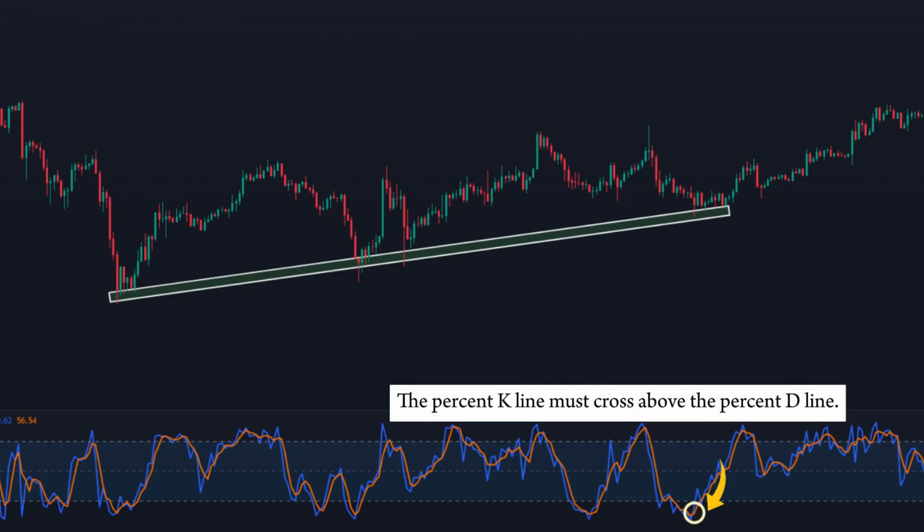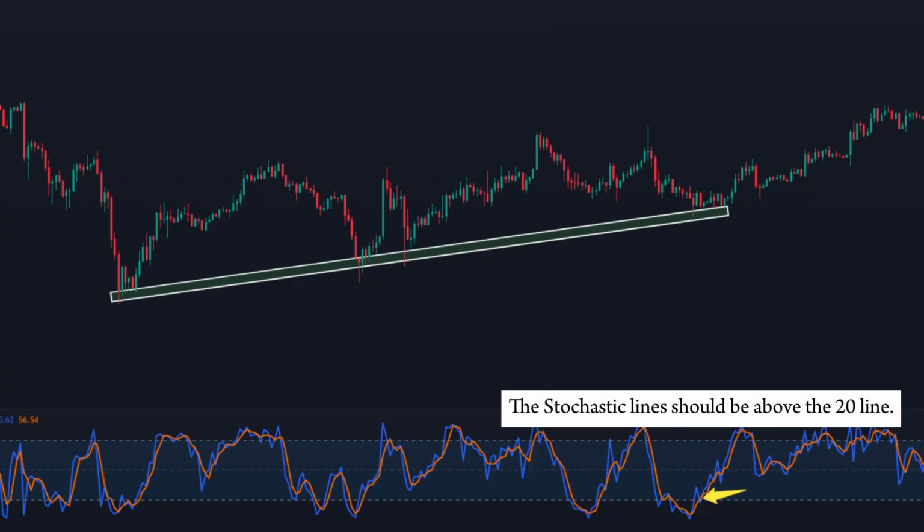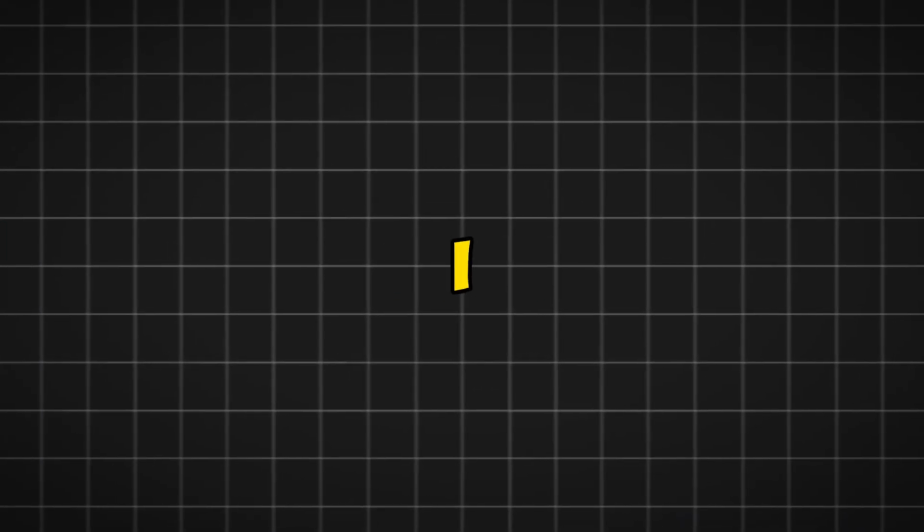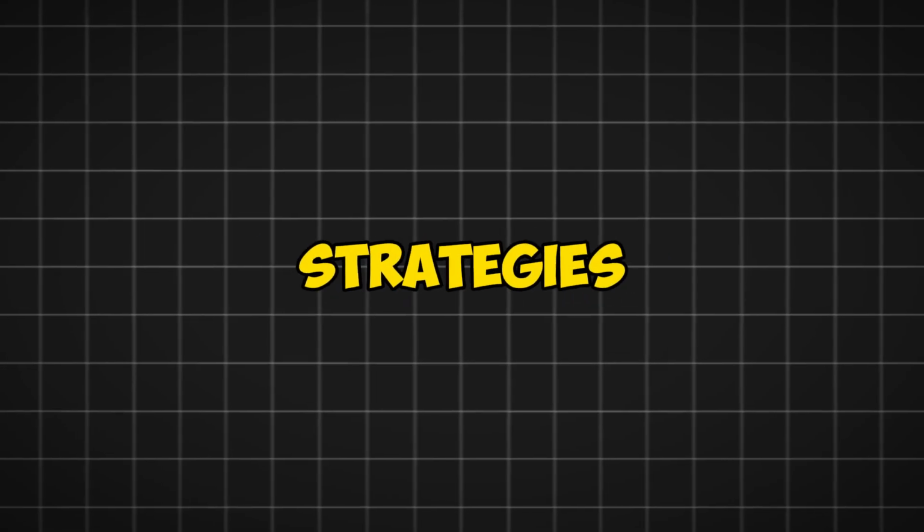1. The %K line must cross above the %D line. 2. The stochastic lines should be above the 20 line. After these bullish confirmations, traders can consider opening a long position. In this video, I covered the stochastic indicator and various stochastic trading strategies.